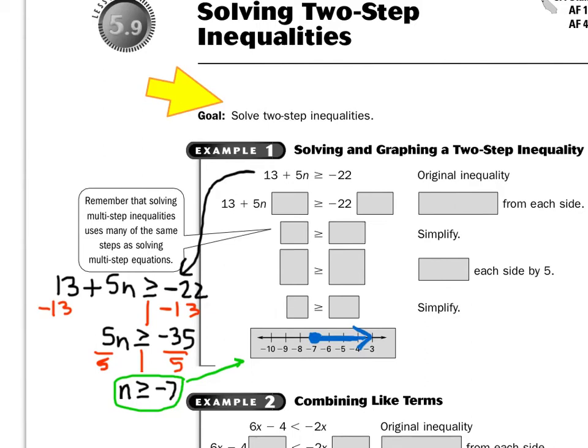Hello, you guys. Let's talk about solving two-step inequalities. So take a look at example 1. 13 plus 5n is greater than or equal to negative 22. So I wrote it over here.